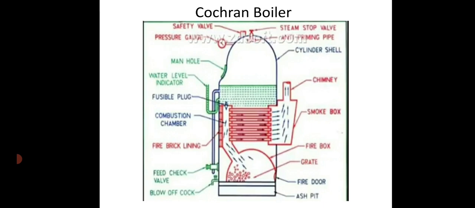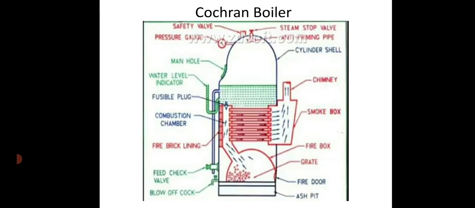Through the manhole, the boiler attendant can enter inside the boiler shell for cleaning purposes. By opening the door in the smoke box, the fire tubes and the smoke box can be cleaned by a wire brush. The diameter of the boiler varies from 1 meter to 3 meter and the height of the boiler varies from 2 meter to 6 meter depending on the steam requirement. The evaporative capacity of the boiler ranges from 20 to 3000 kg per hour.